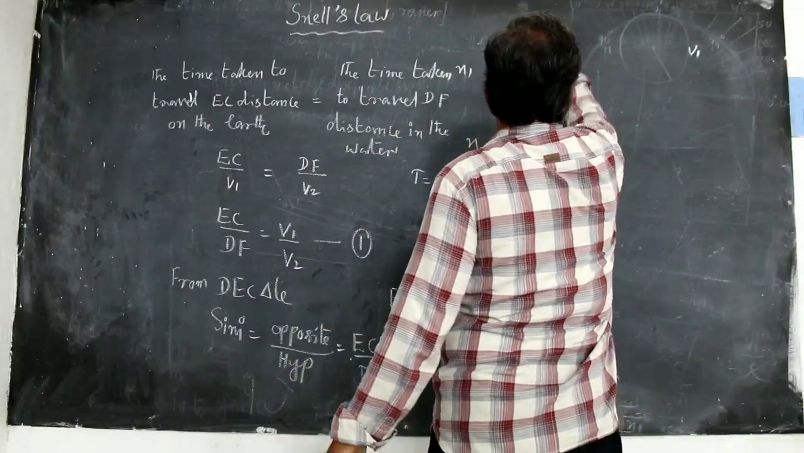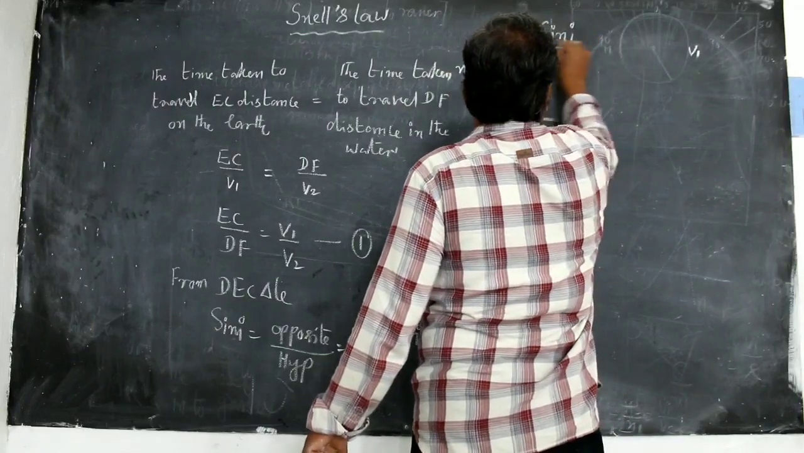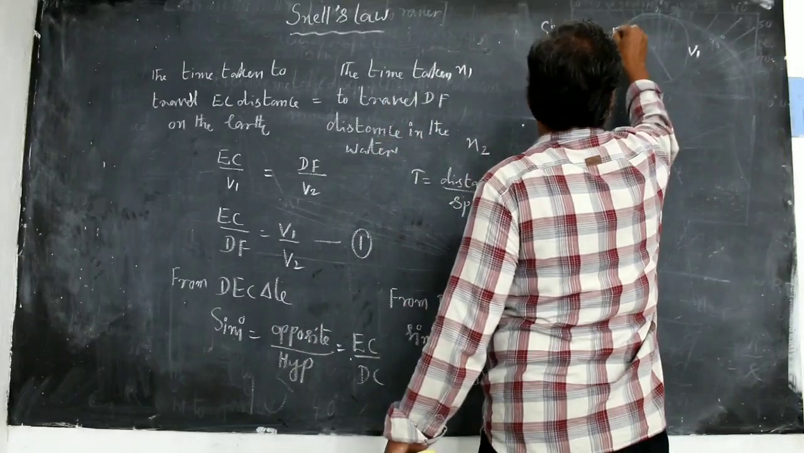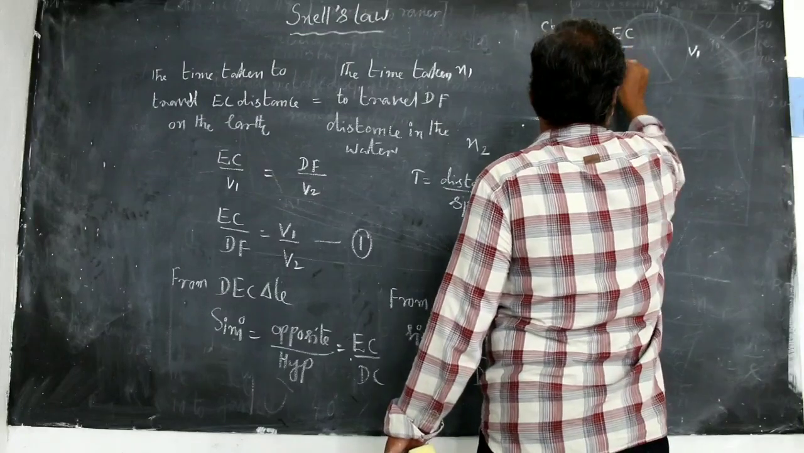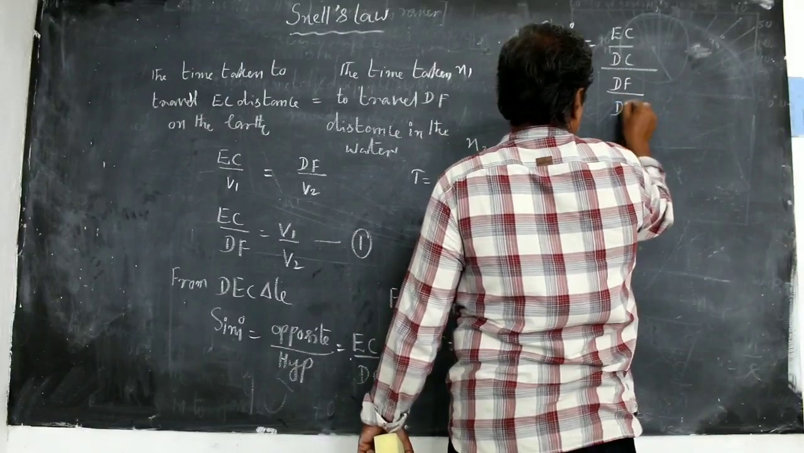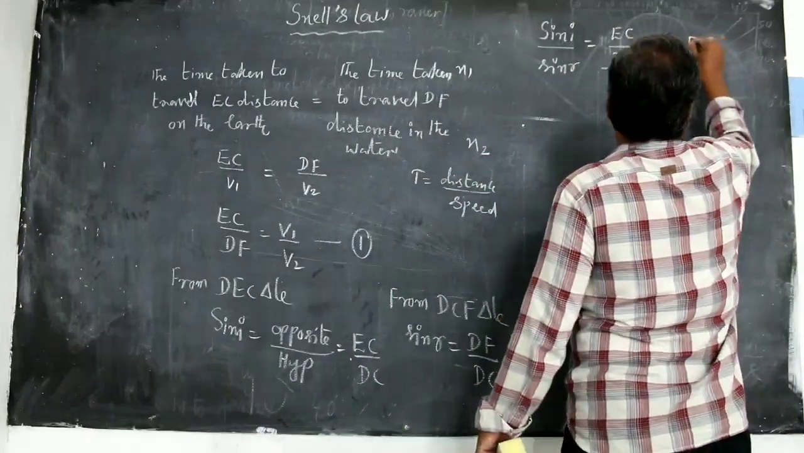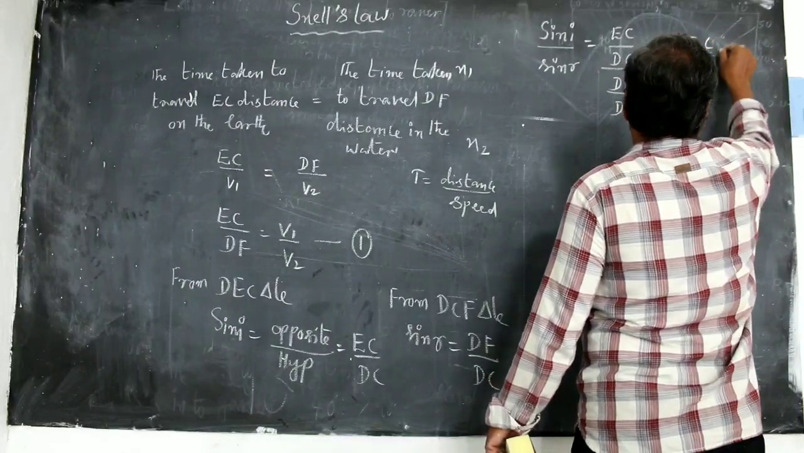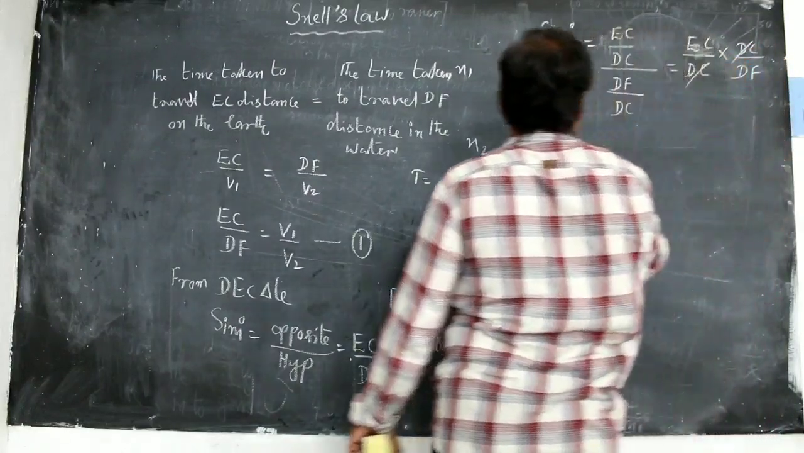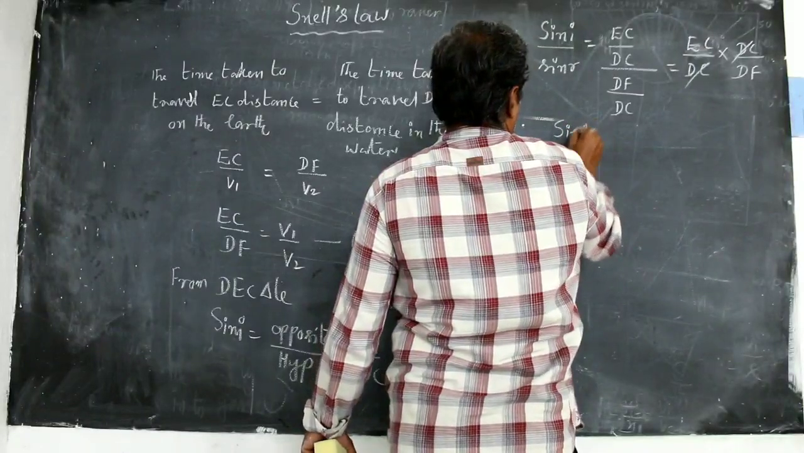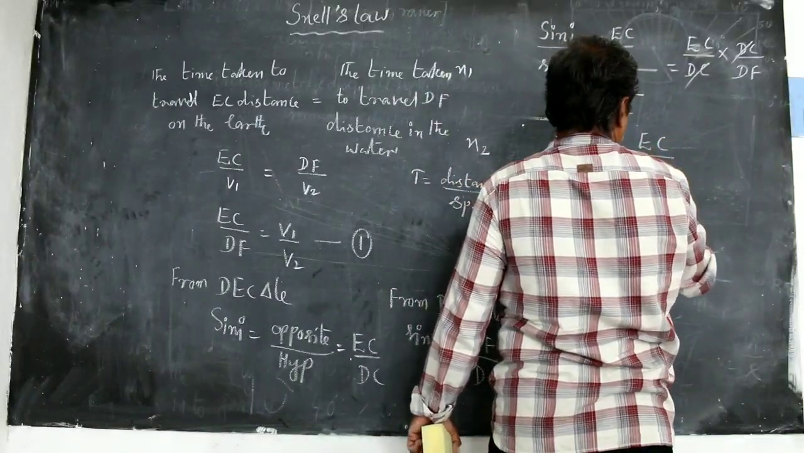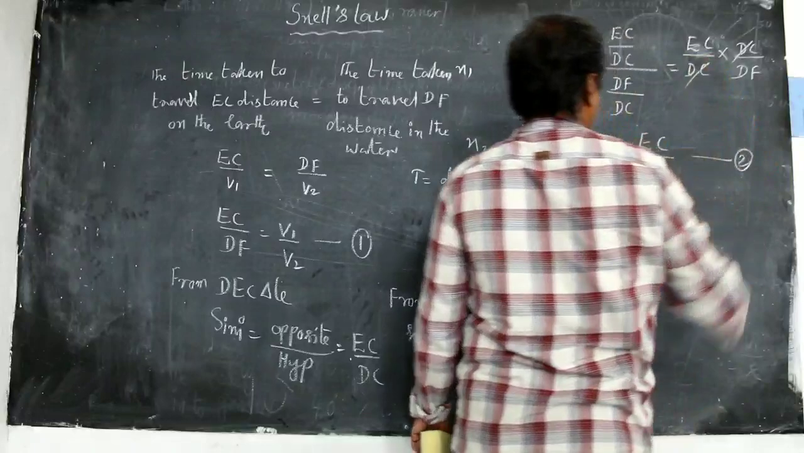So write the ratio between sin I and sin R: EC by DC whole divided by DF by DC. Then EC by DC into DC by DF. DC gets cancelled. So sin I by sin R is equals to EC by DF. Treat it as equation 2.